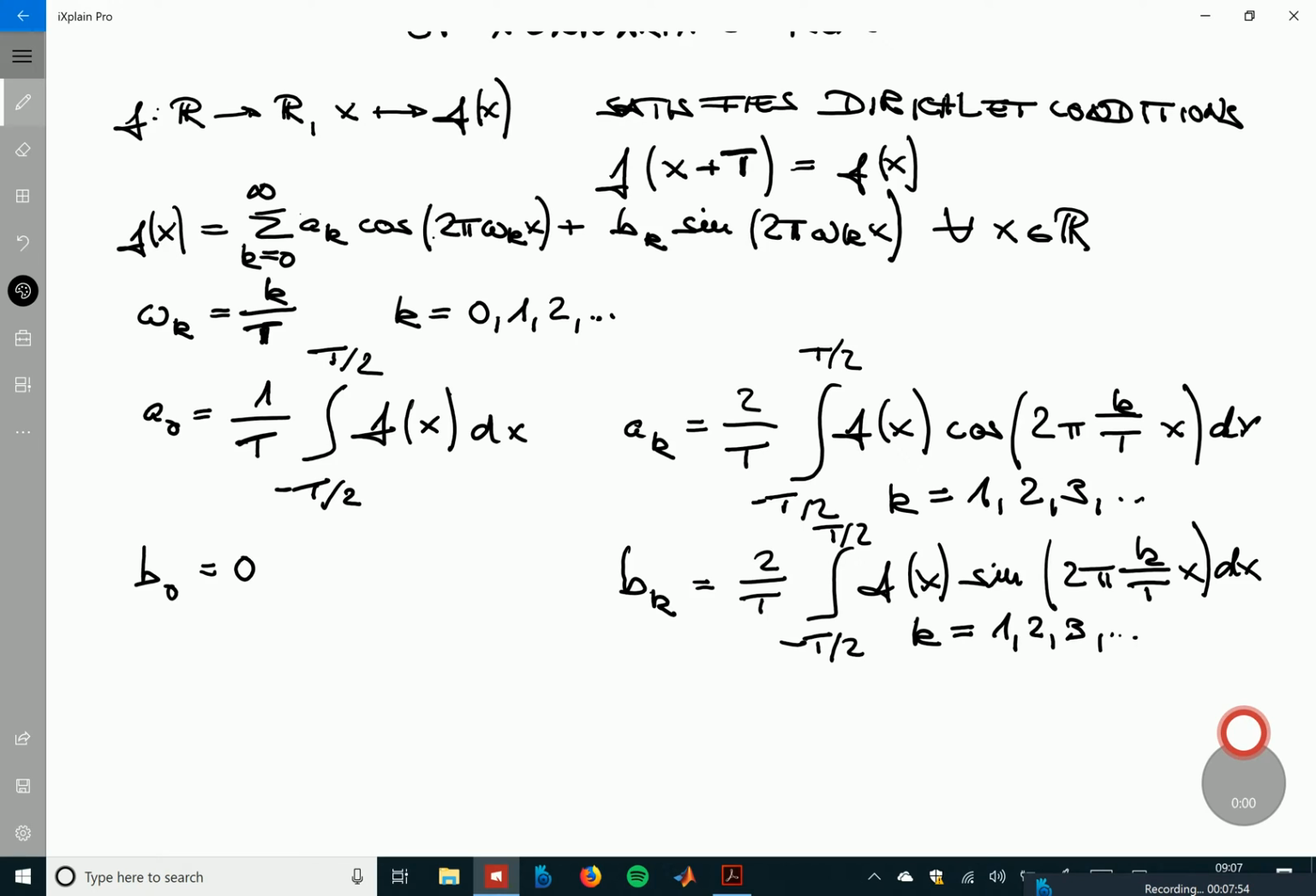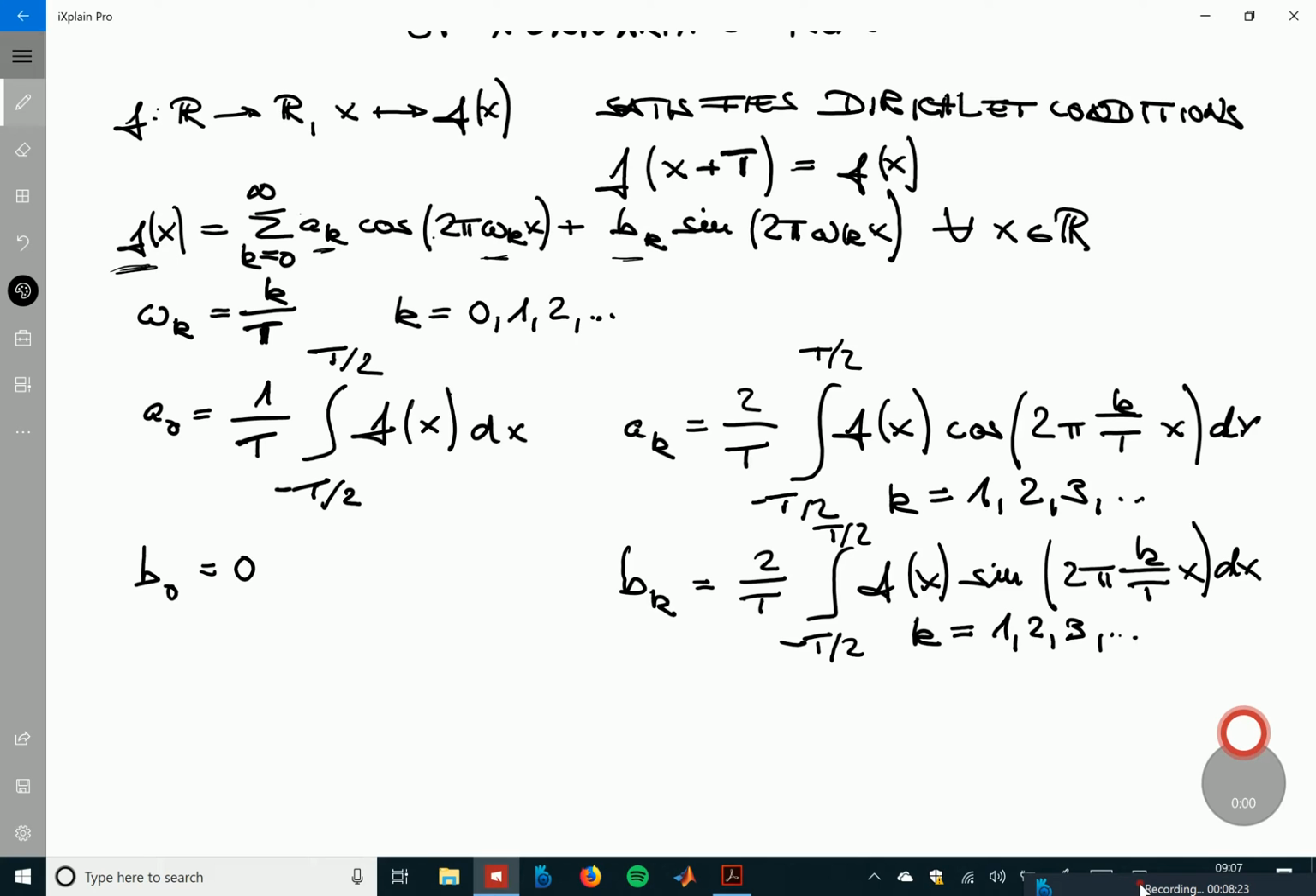So of course I could also have written omega k in here. Doesn't matter. So the important point about these formulas is the following. If we are given this function and we now want to compute the omega k, the ak, and the bk, these formulas tell us exactly what to do.